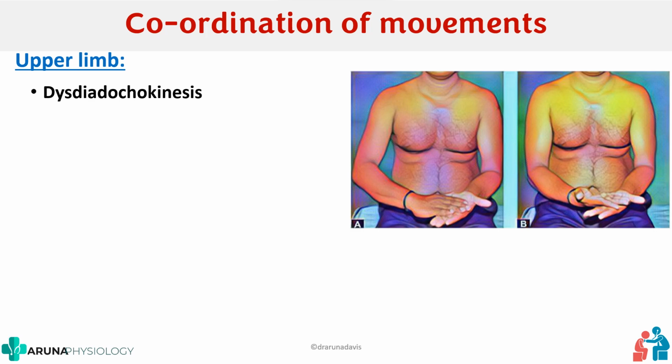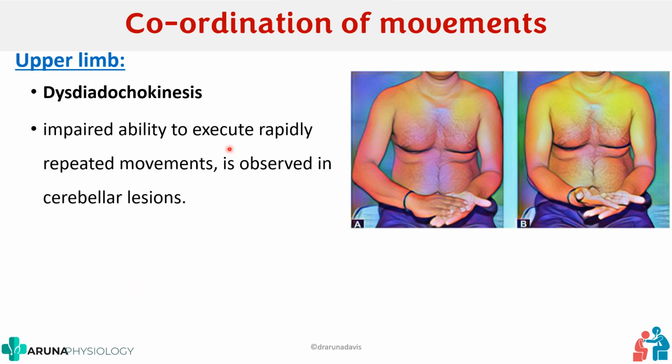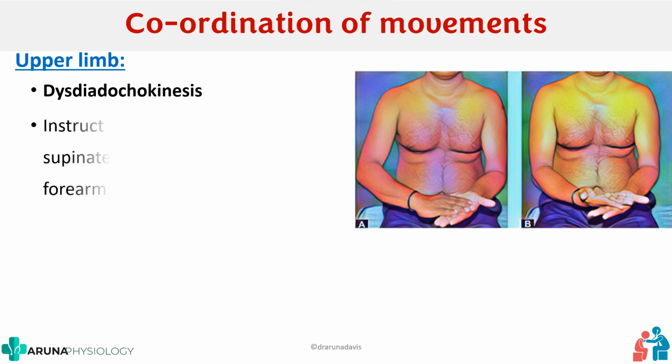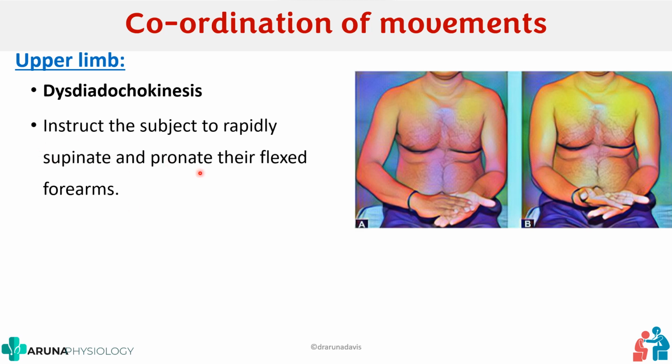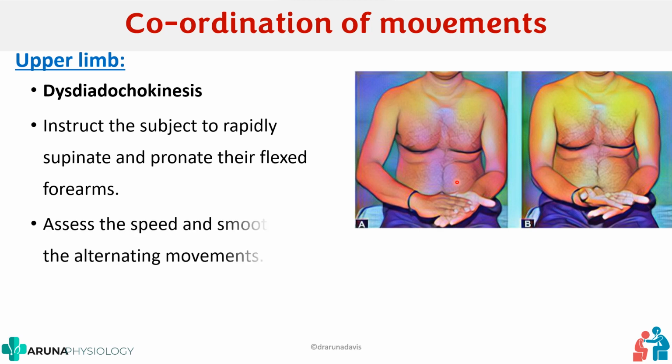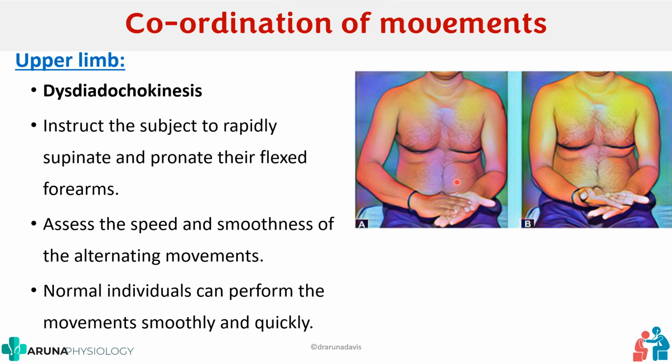So what is dysdiadochokinesis? It is the impaired ability to execute rapidly repeated movements and is observed in cerebellar lesions. So in this case, we actually ask the subject to rapidly supinate and pronate their flexed forearm. Okay, so basically here in this picture they are pronating and then in the next we are going to supinate it. So you ask the subject to rapidly supinate and pronate their flexed forearm. We are going to assess the speed and smoothness of the alternating movements. So normally individuals can perform this movement smoothly and quickly, but in cerebellar lesions, the person will not be able to do it smoothly.